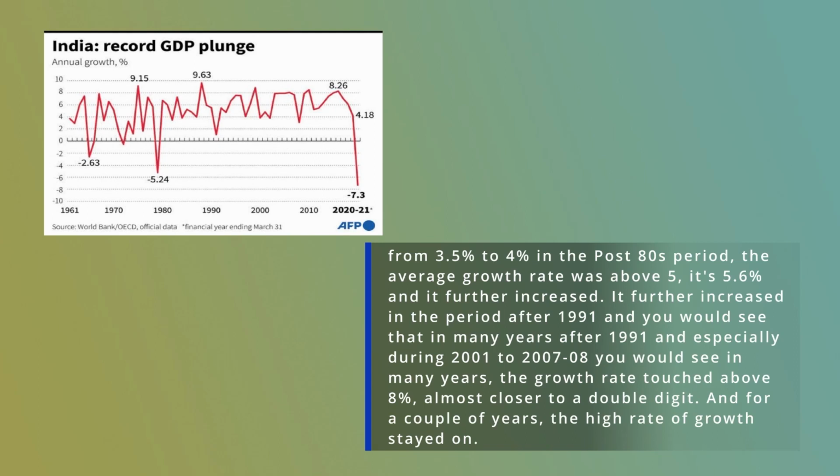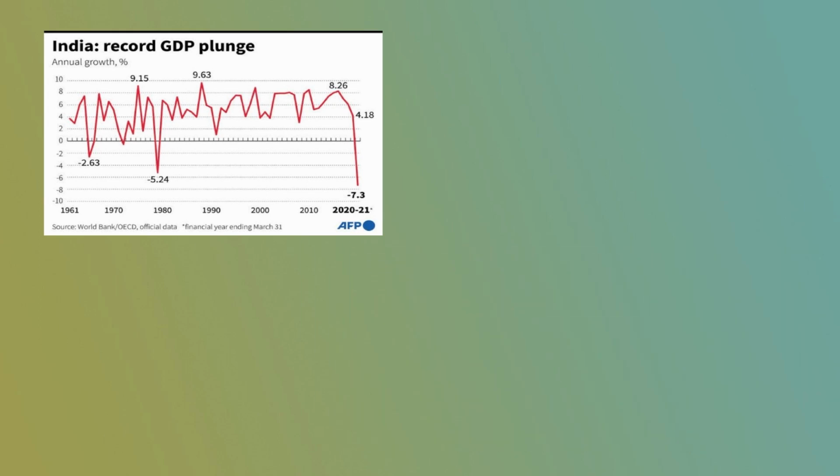And you would see that in many years after 1991, and especially during 2001 to 2007-8, the growth rate touched above 8%, almost closer to double digit. And for a couple of years, the high rate of growth stayed on. So there was more stability in the rate of growth in the economy during that period of time.